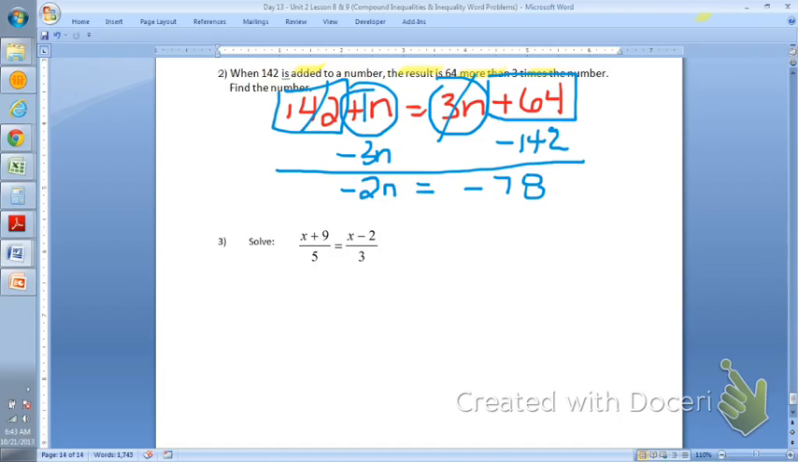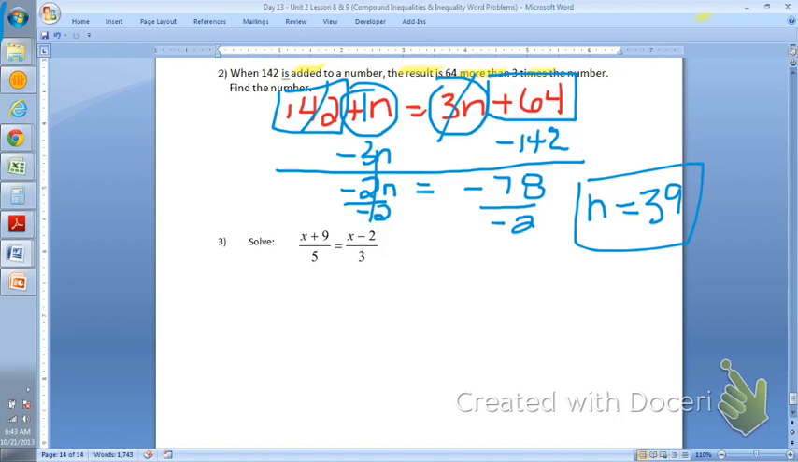Then it's time to isolate the variable. We have a negative 2 that's beside the n, so you have to divide by negative 2. The negative 2's cancel out, and you're left with n is equal to negative 78 over negative 2. A negative divided by a negative is always a positive. 78 divided by 2 is what, 34? No. Let me see. No, not 34. Try 39. Okay? So that's your final answer.